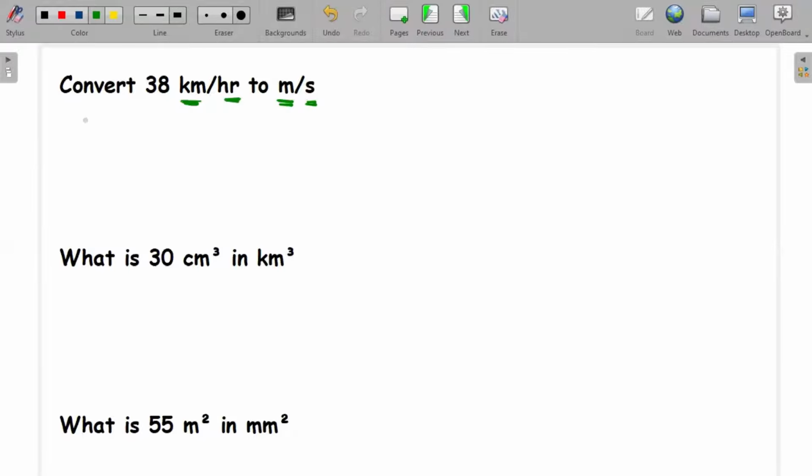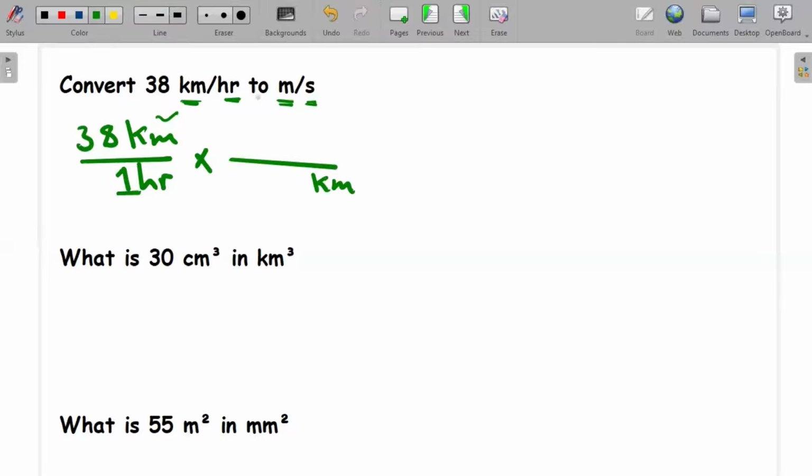So I'll say my 38, we know this is kilometer over hour. It's per hour, which means you are dividing by an hour here. So 38 kilometers over 1 hour. They just don't indicate it because it's per 1 hour. I'm going to multiply this by the conversion factor between the kilometer and the meter. Which unit am I trying to get rid of? I'm trying to get rid of this kilometer, which means on my conversion factor it's going to be the denominator.